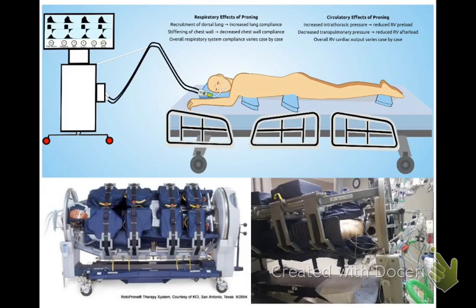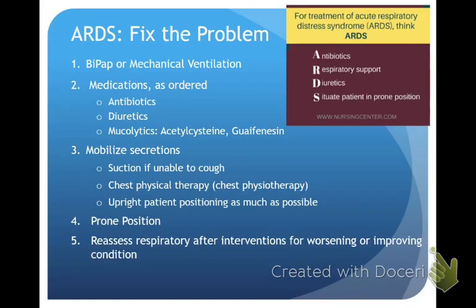So there are many, many side effects for it. Again, I'm not going to test you on side effects of proning or anything. I just wanted to kind of discuss it as you're seeing it. The testable stuff will probably be on this slide. These are what we're going to do to fix a patient with ARDS, is do these interventions. The order is really going to be BiPAP. That's the one thing that's going to try to fix the problem the best.